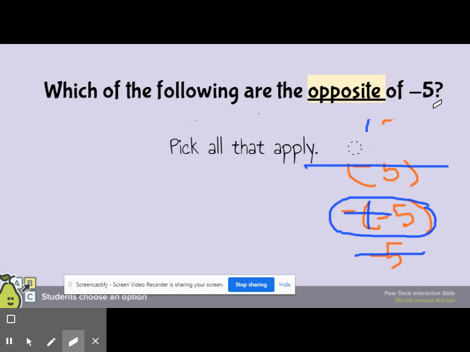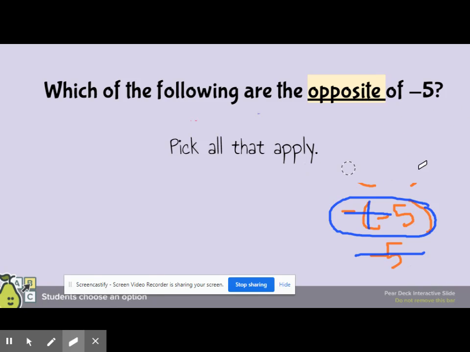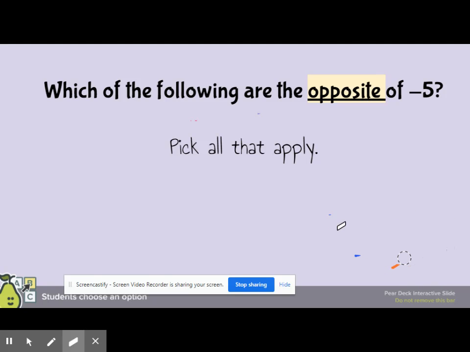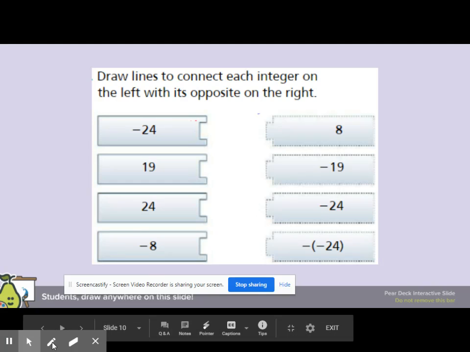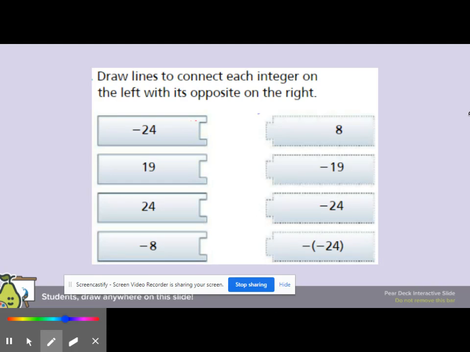Okay, and the next one wants us to match opposites. And in class, the students were able to draw on their screens because Peer Deck is interactive. But since you're watching the replay, you cannot. So what it wants you to do is connect opposites. So in your head, go ahead and connect them or on a piece of paper. You can pause it if you need to.